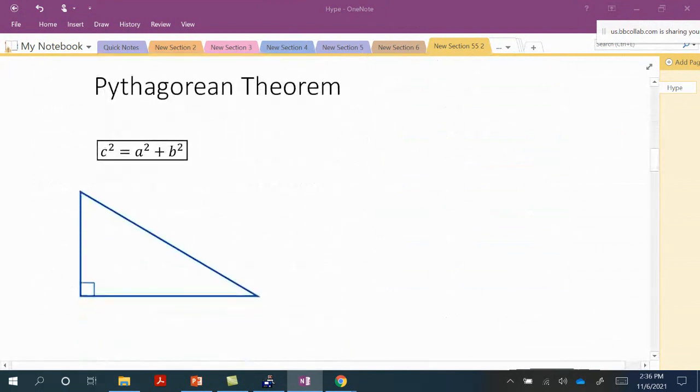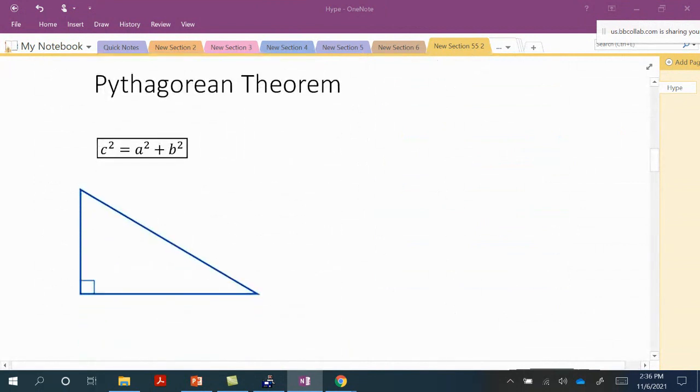Now we'll take a look at the Pythagorean theorem. And here's the Pythagorean theorem as it's formally written. We have c squared, where c is our hypotenuse, is equal to a squared plus b squared. But notice in our problems, we never really find c squared, a squared, or b squared. We'll simply find c, a, or b.